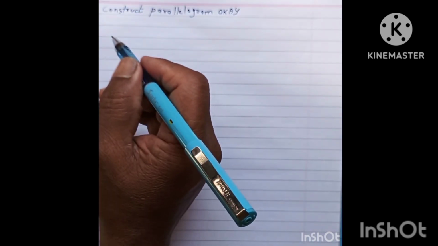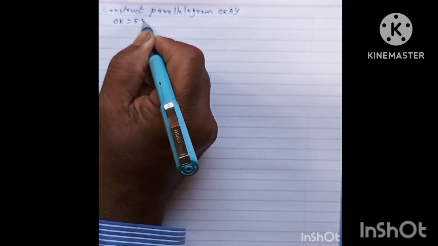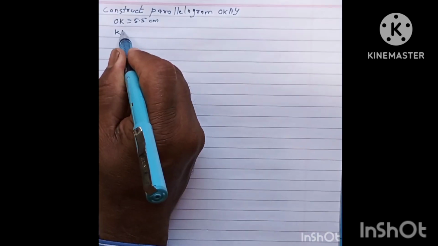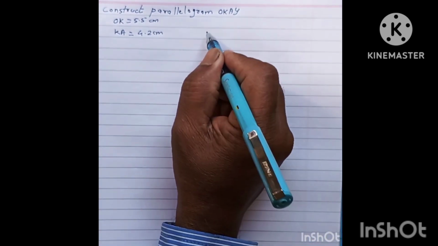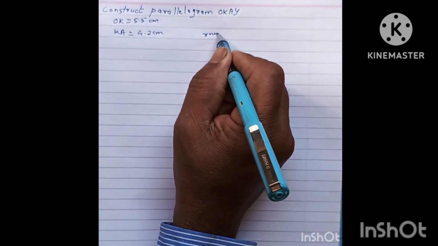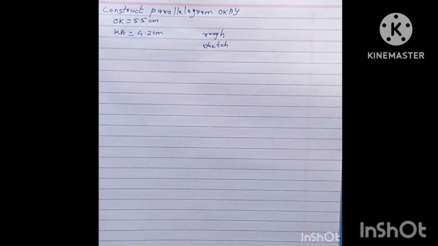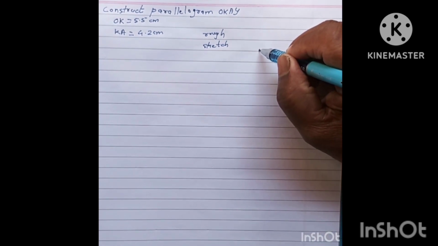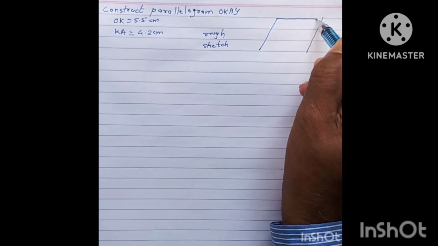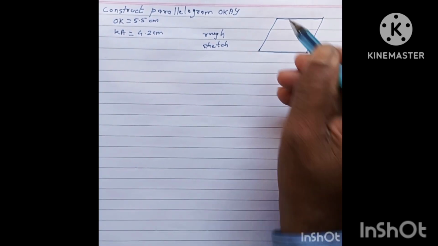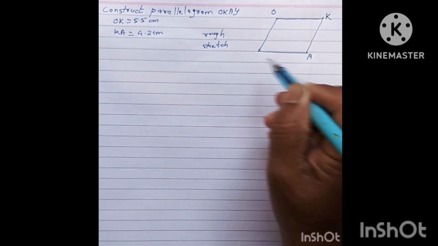Construct a parallelogram OKAY, where OK is equal to 5.5 centimeters and KA is equal to 4.2 centimeters. So we will draw a rough sketch and see which measurements are given. Now draw the parallelogram. I am drawing a parallelogram and labeling the vertices O, K, A, Y.